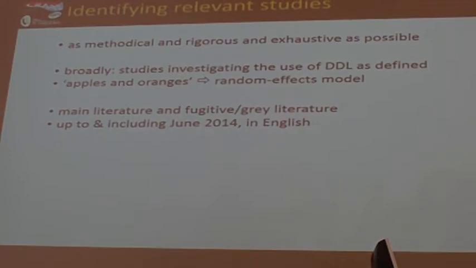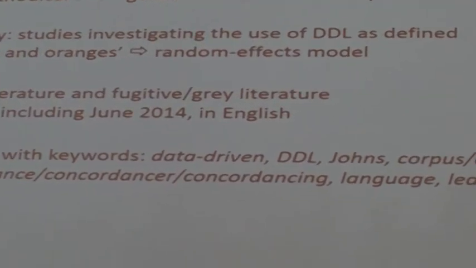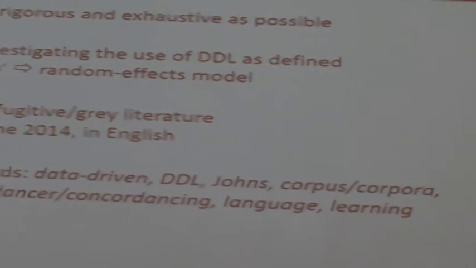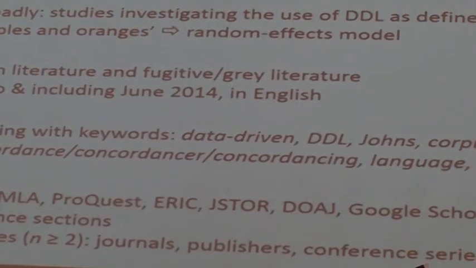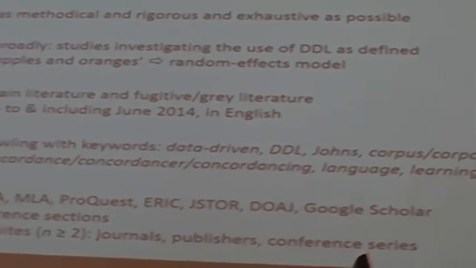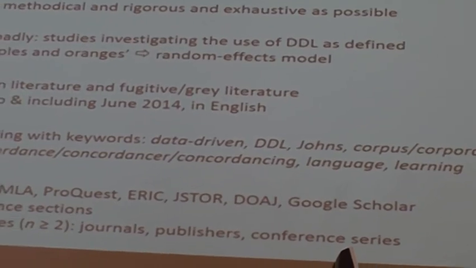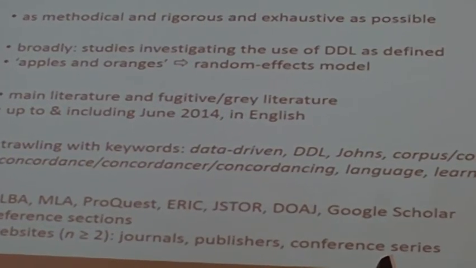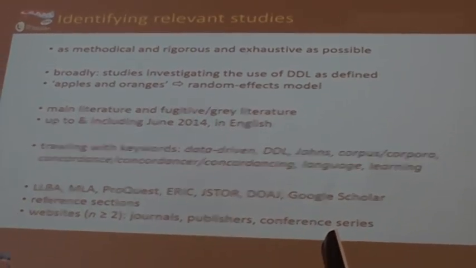So we thought if we do one set of trawls with one set of keywords, it's more likely to be rigorous. So the trawling, the keywords we used were data-driven learning, DDL, John's, the founder, corpus, corpora, and with a couple of limiting keywords as well, such as language and learning. So looking through the major databases: Linguistics and Language Behavior Abstracts, MLA, ProQuest for PhDs, ERIC, JSTOR, Directory of Open Access Journals, and Google Scholar, which surprisingly brought up quite a few which we hadn't come across before.